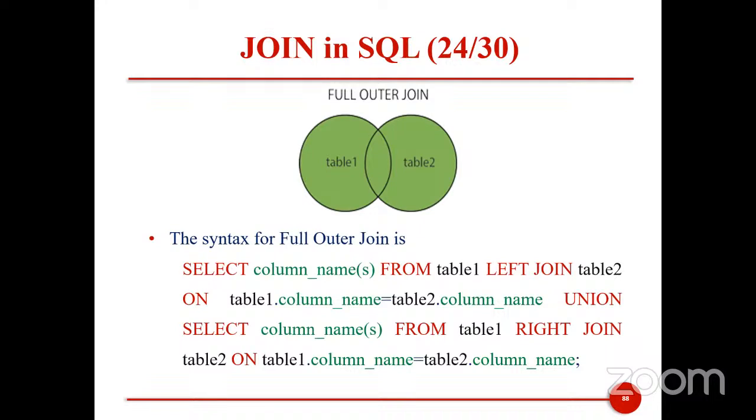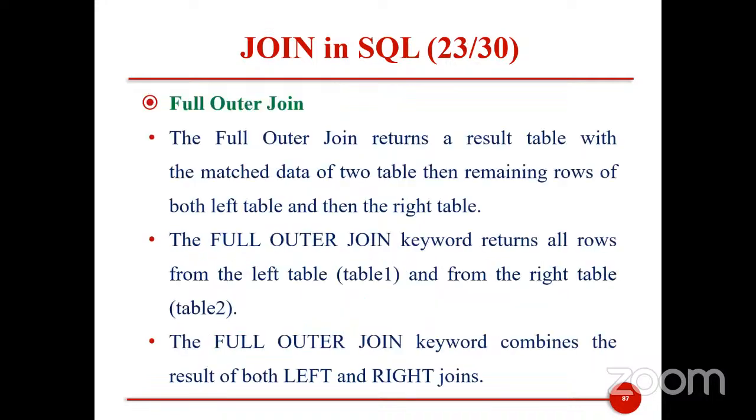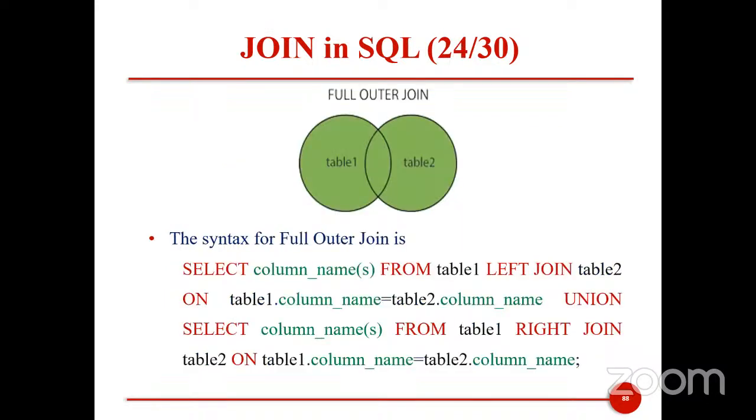Now, how do you write the full outer join? The full outer join keyword returns all the rows from the left table and then from the right table. From left table 1 and the right table 2, which means that first of all, to use full outer join, you are going to perform left outer join, then perform right outer join, then join the left outer join and right outer join using the keyword called the union. It will be able to combine for you these 2 tables.